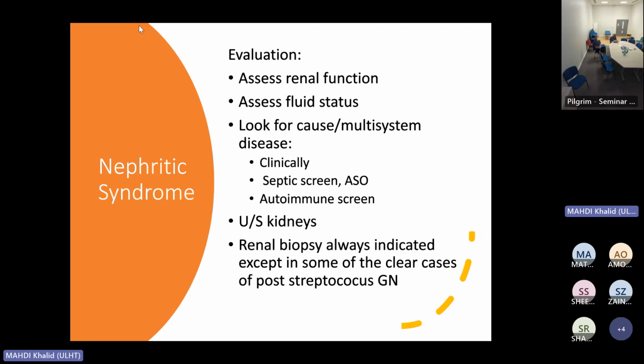Renal biopsy is always indicated, but yes, the exception is if you know somebody's got a sore throat, you can prove that they have a throat infection, a positive ASOT, and they've got clinical features. Other features to look for would be consumption of complement. Without it, I can't call this post-infectious GN. So you find a low C3.